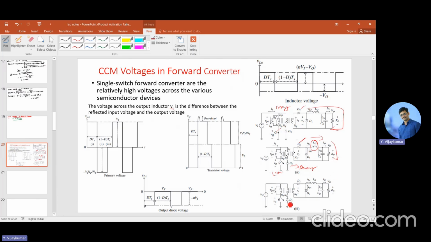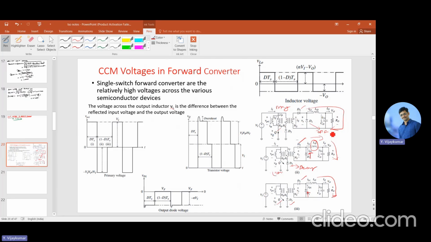And in the third case here, we have turned off the switch. D3 is off and D2 is also off. But still there is a current through the load because of the energy stored in the inductor, through D1. Here D1 is conducting, and in the first case D1 is off. So this is the discussion that we had in the last class.